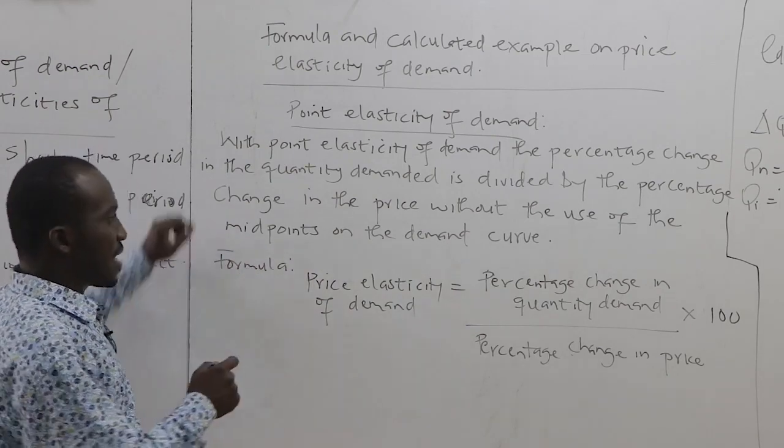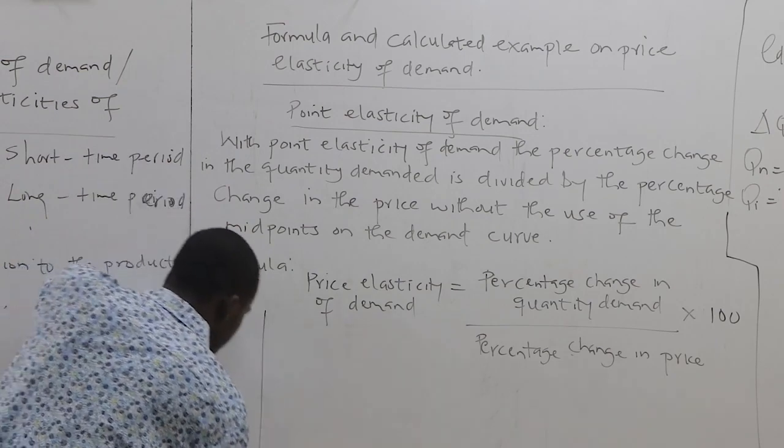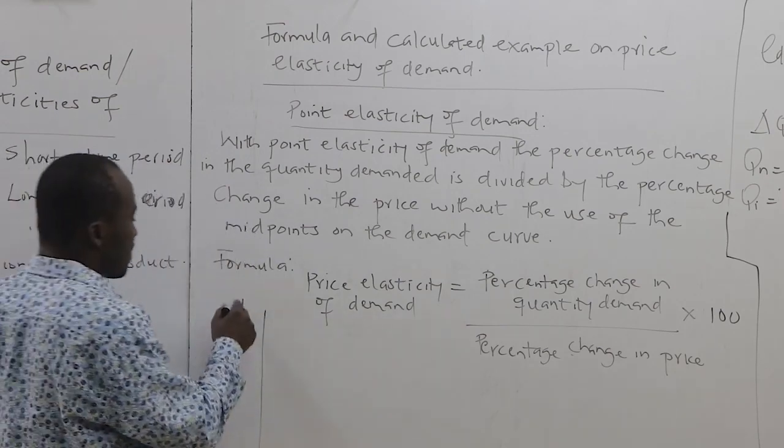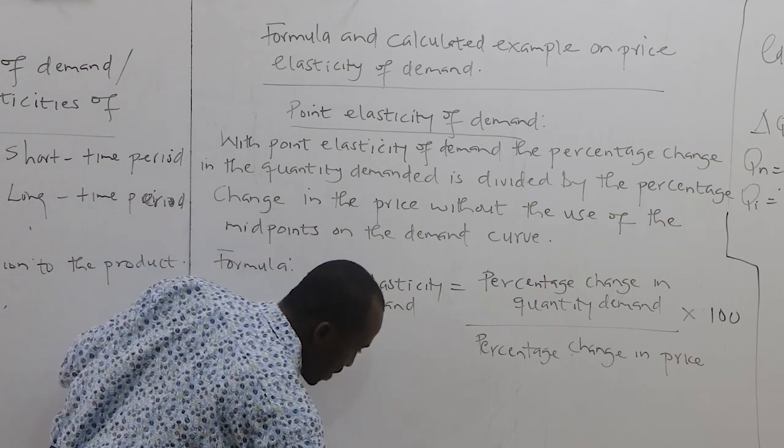So let's look at this diagram. I hope you can see from here. Here is price, here is quantity demanded.